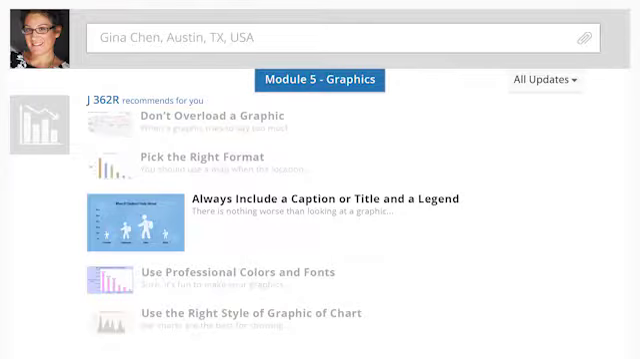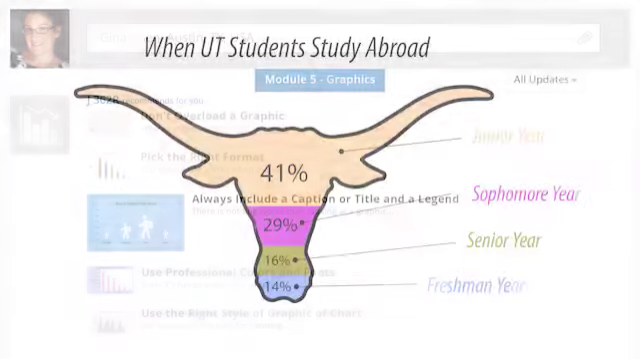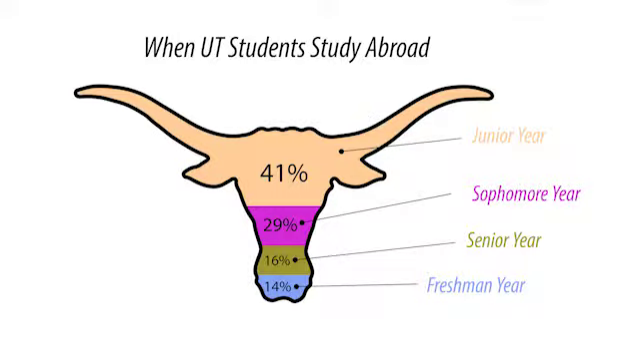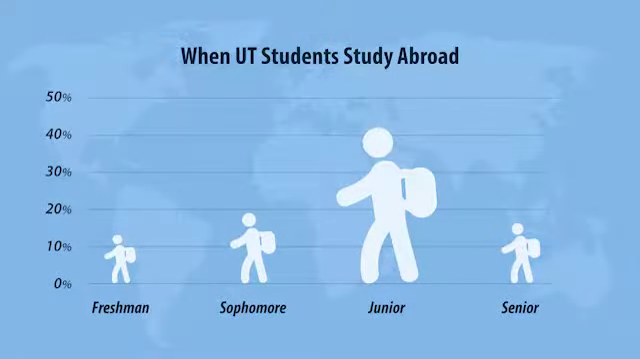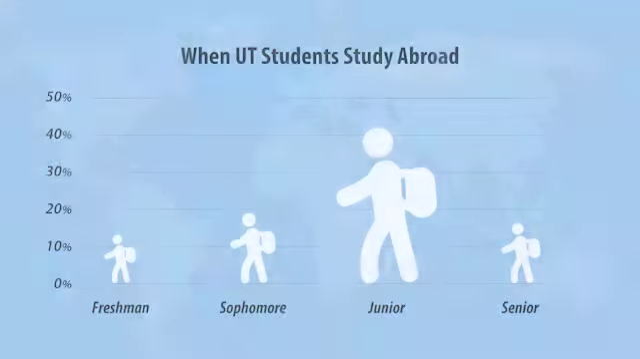Tip number 3, always include a caption or a legend. There's nothing worse than looking at a graphic and having no idea what it means. People read online news at a glance, so your graphic must be clear enough to understand without reading your whole story or watching your whole video. You can use captions to quickly summarize the main point of the story and maybe draw people in and get them to watch your video and read your story.